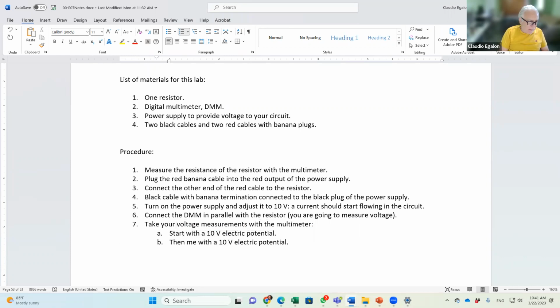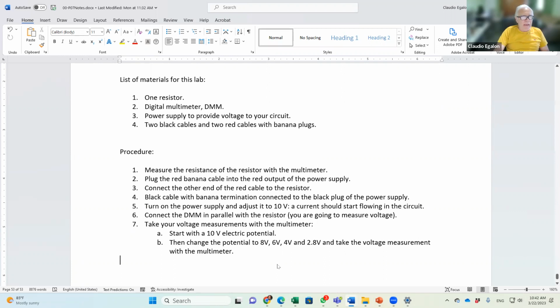Then change the potential to 8 volts, 6 volts, 4 volts, and some of them is going to be 2.8, others going to be slightly different, right? And take the voltage measurement with the multimeter.